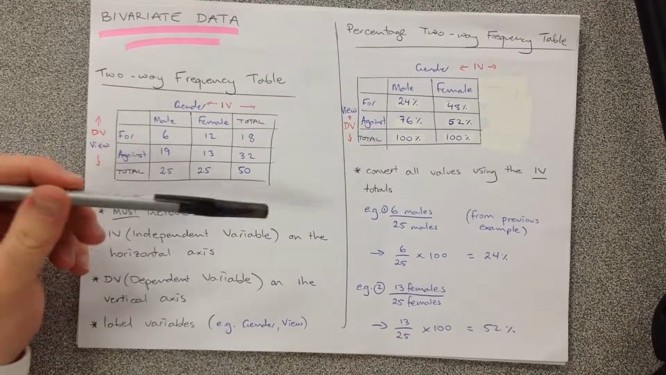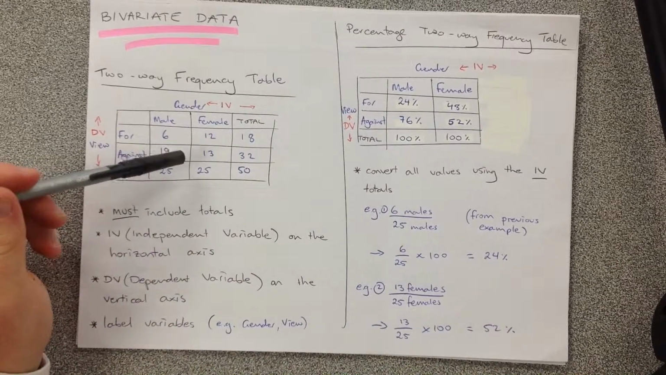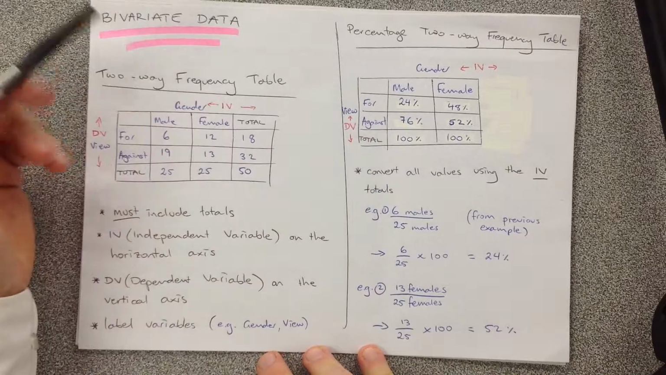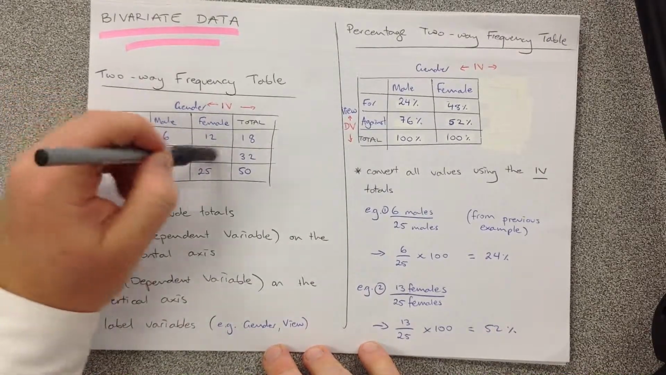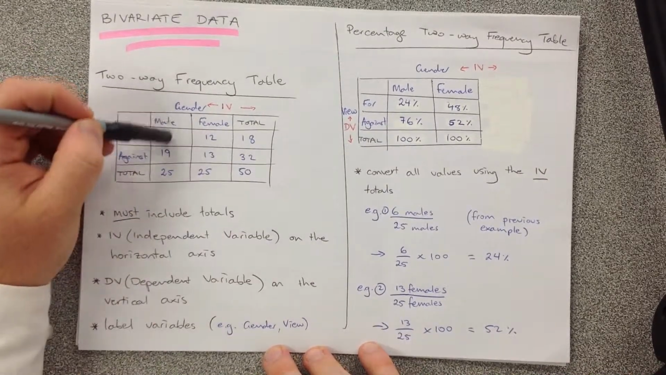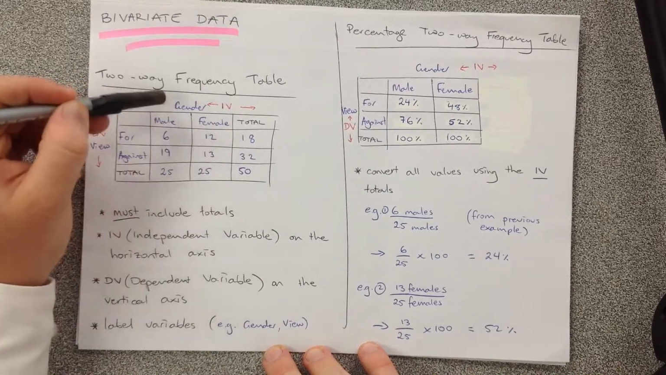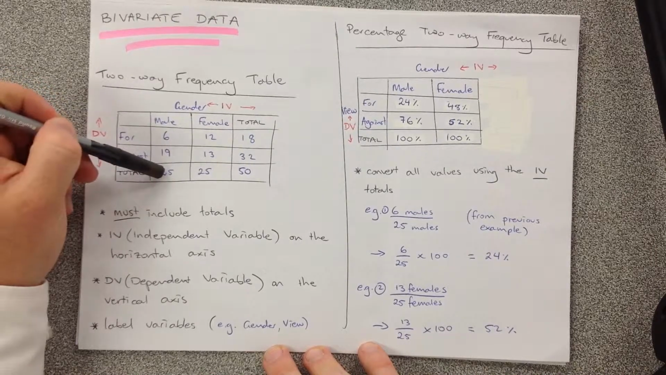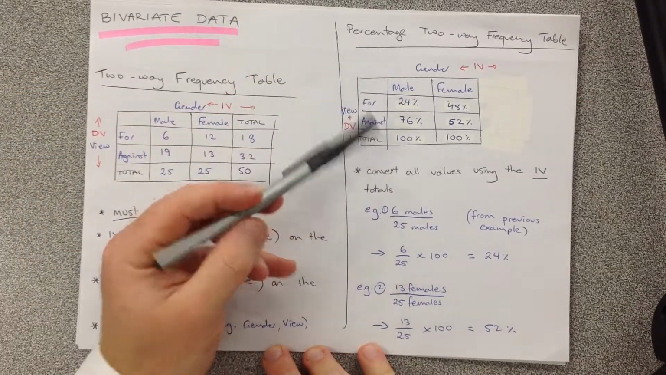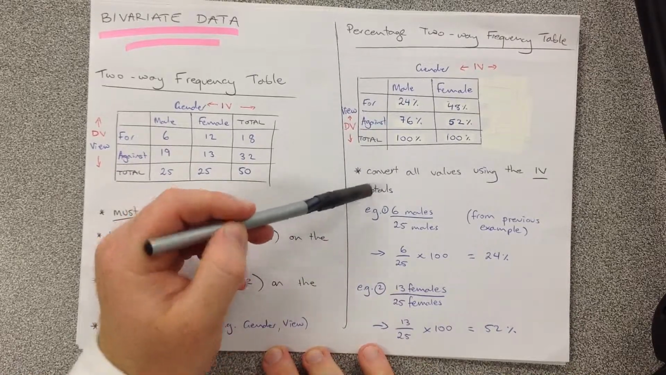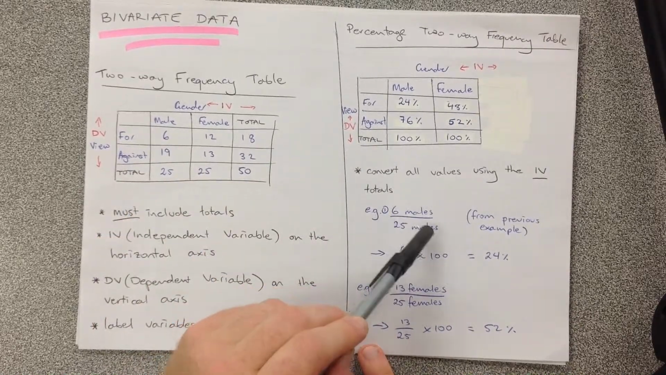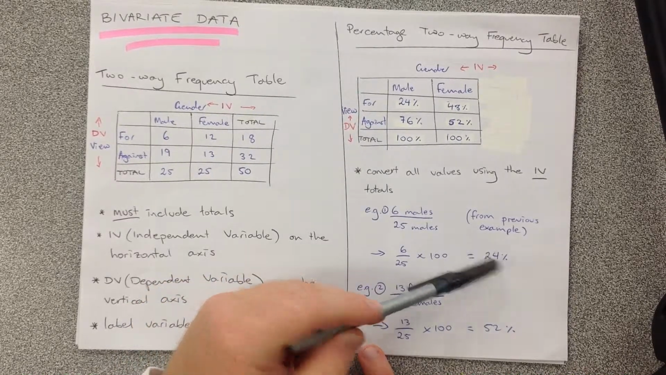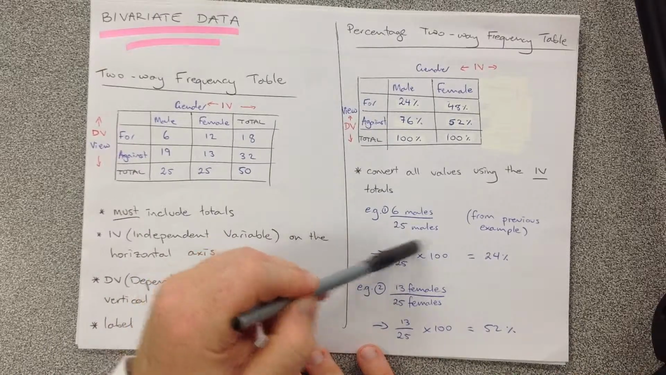Similar to that is the percentage two-way frequency table. So here we've changed all of these pieces of data into percentages. I haven't done that by adding them all up out of 50. I've totaled them up for each of what they're out of in the independent variable. So my first independent variable is males, so 6 out of 25 males was 24%. So I did that here, converting all of these using the independent variable totals. 6 males out of a total of 25 males. So 6 out of 25 times 100 is 24%. That's how you convert it to a percentage in your calculator.